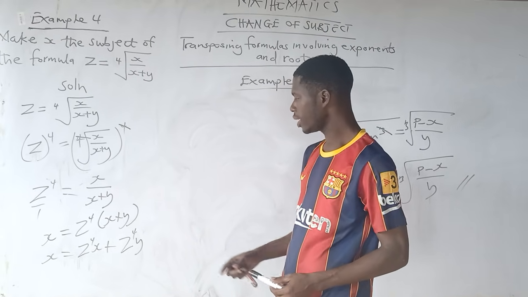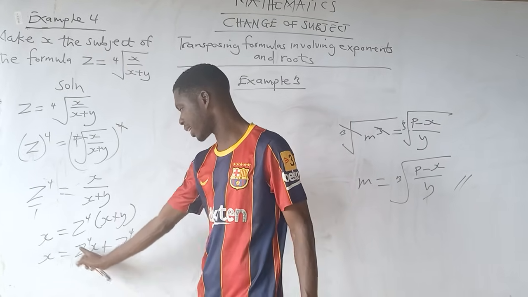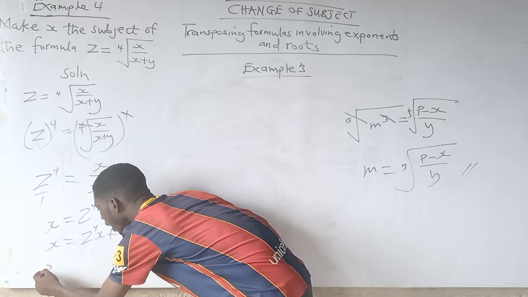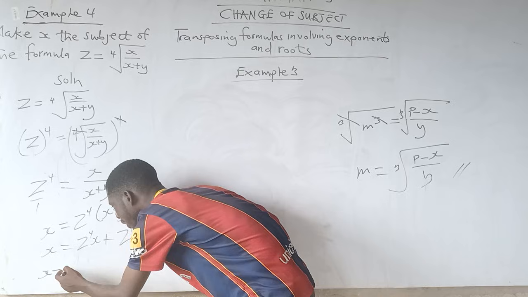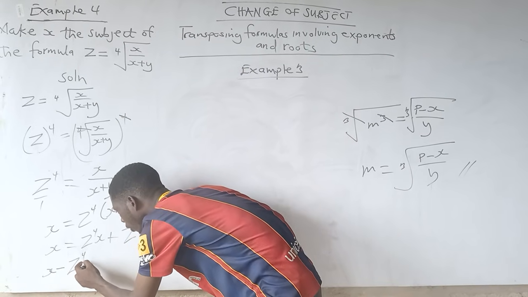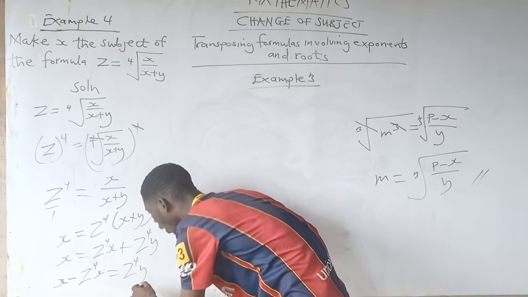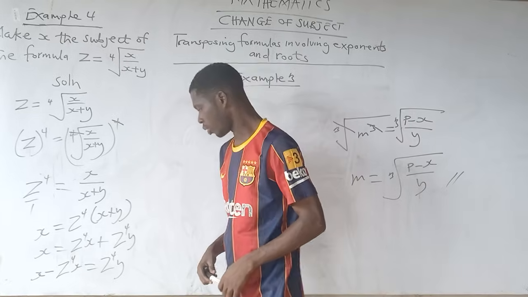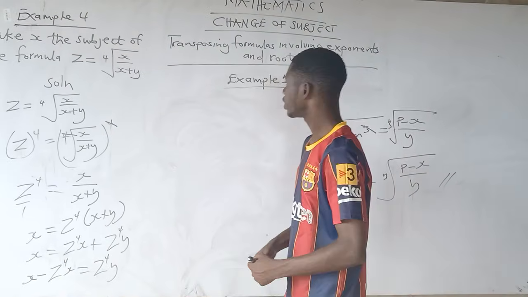Okay, then we are making x the subject. You're supposed to put the like terms together, so you can send this one here. So x minus, it's positive here, one is crossing the equal sign, it will be negative z to the power 4 x, equal to z to the power 4 y. Right? Okay, so that's what you have here.